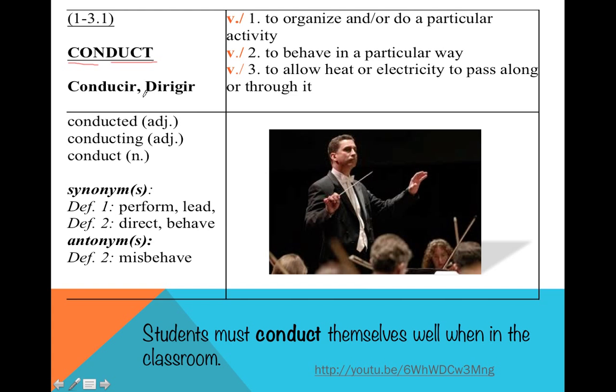In Spanish, conduct is conducir o dirigir. Now notice that we are using it as a verb. Okay? And we also have the same word but being used as a noun. Be careful because the pronunciation changes according to what part of speech we're using. As a verb is conduct. If you use it as a noun, is conduct. So conduct for verb and conduct for noun.